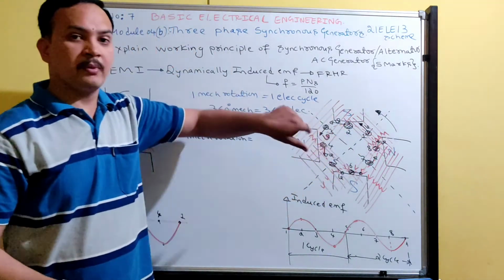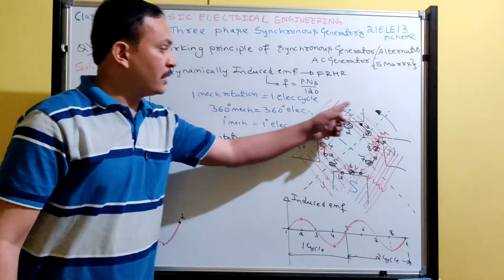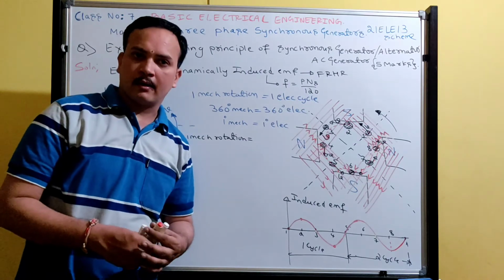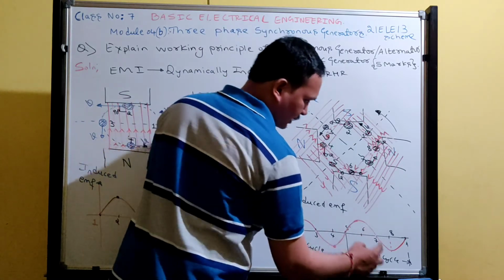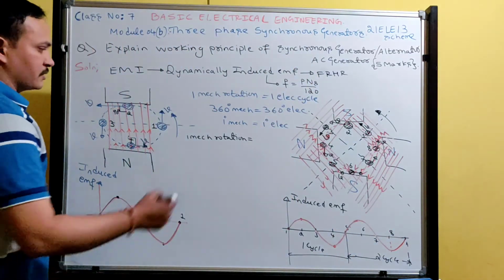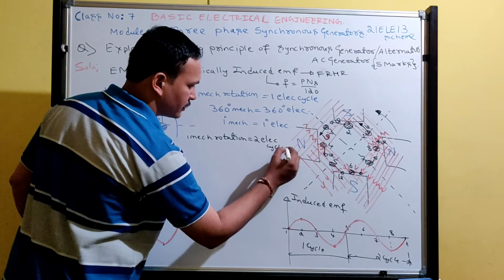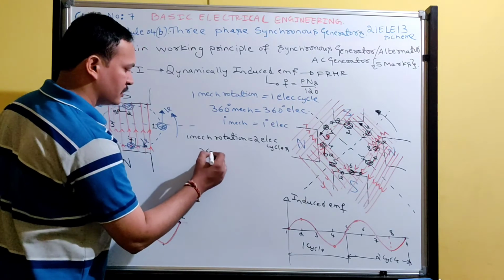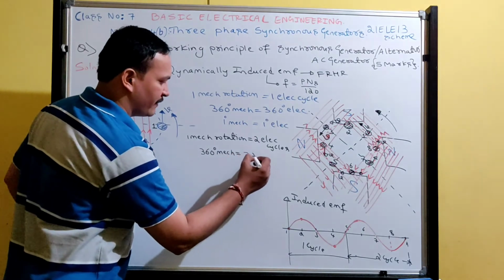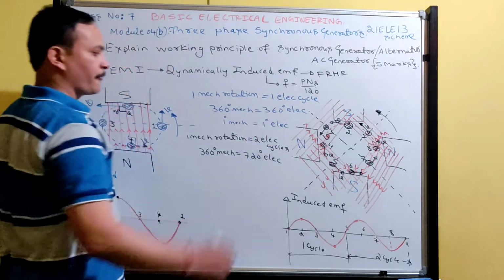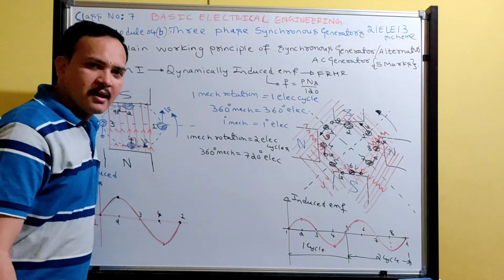See, mechanical rotation will always be 360 degrees only. Electrical cycles will keep on changing depending on the number of poles in the alternator. Okay, got it? See guys, for a 4-pole alternator, we got how many electrical cycles? 2 electrical cycles. So one mechanical rotation is equal to 2 electrical cycles. In general we can write 360 degree mechanical is equal to 720 degree electrical. One cycle is 360 degrees and 2 cycles obviously 720 degrees.